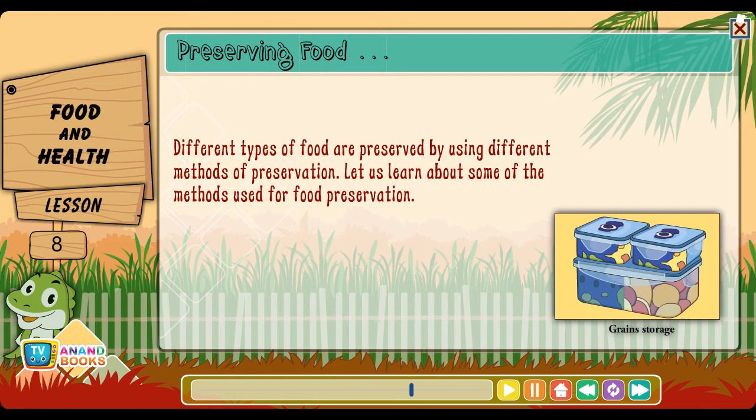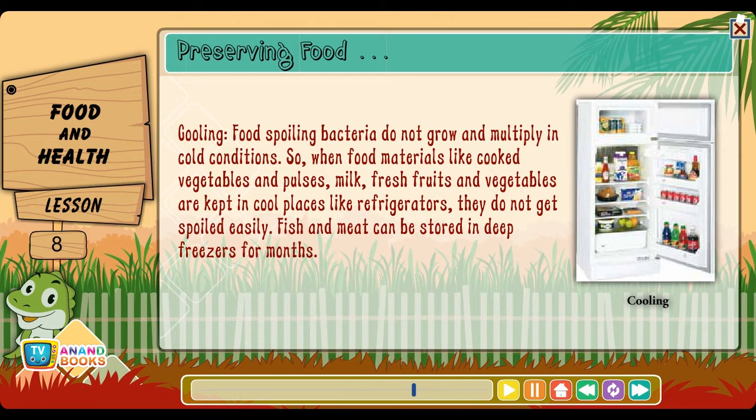Cooling. Food spoiling bacteria do not grow and multiply in cold conditions. So, when food materials like cooked vegetables and pulses, milk, fresh fruits and vegetables are kept in cool places like refrigerators, they do not get spoiled easily. Fish and meat can be stored in deep freezers for months.